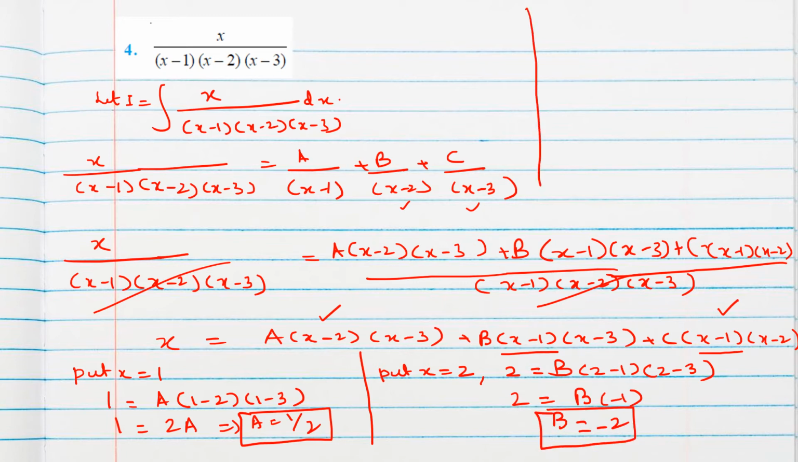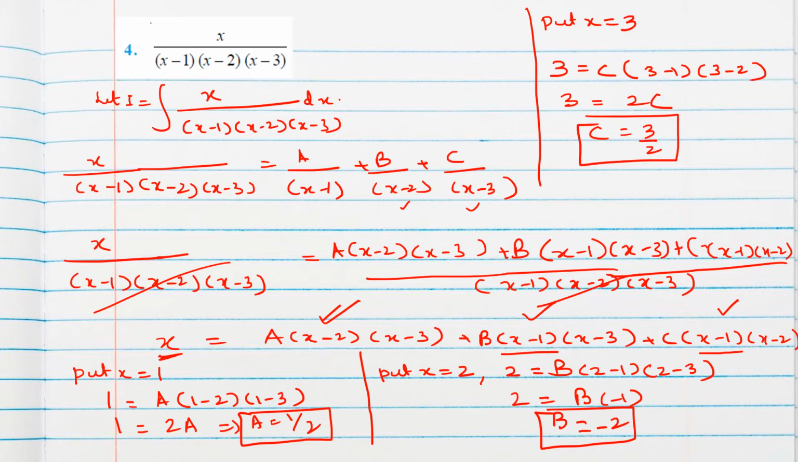Then we can find c, put x as 3. Okay, so the a term will go, the b term will go, the c term will remain. So x is 3, this value is 3, equal to c(x minus 1) means 3 minus 1, (3 minus 2). So 3, here 2 will remain, here 1. So 2c. So c is 3 by 2.